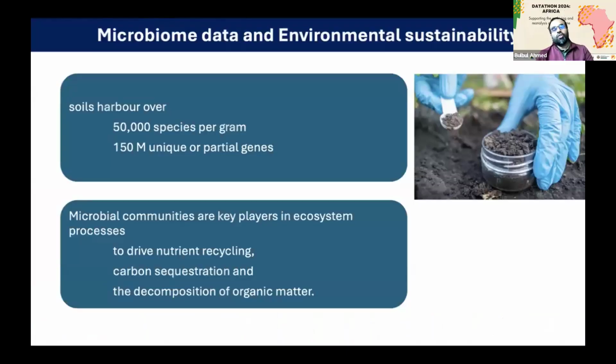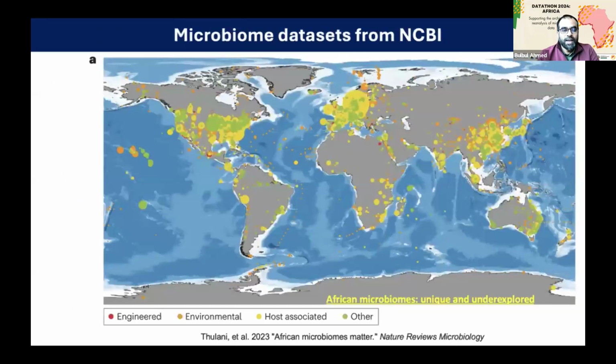So first, as we all know, a gram of soil contains more than 50,000 microbial species, and in terms of genes, more than 150 million unique or partial genes exist in 1 gram of soil. And we also know that microbial communities in the soil are very important for ecosystem balance in terms of nutrient cycling, carbon sequestration, and organic matter decomposition. So that tells us that soil microbiome or microbes in the environment are so important, not only for the plants, but also for other factors controlling or balancing the ecosystem.